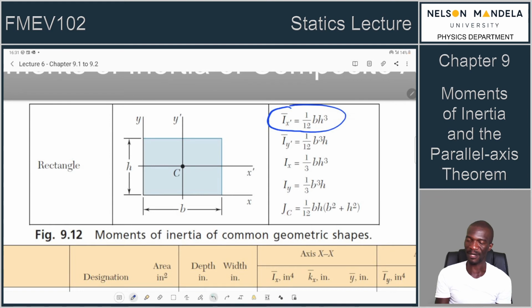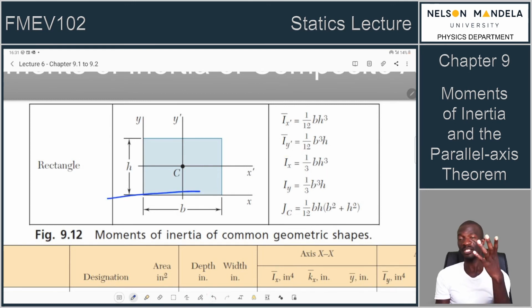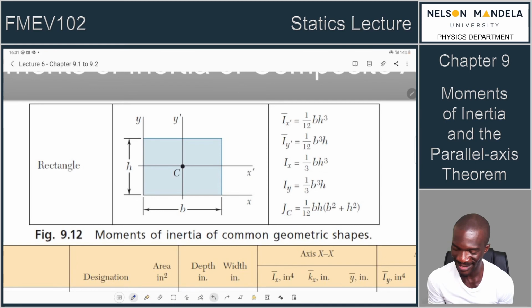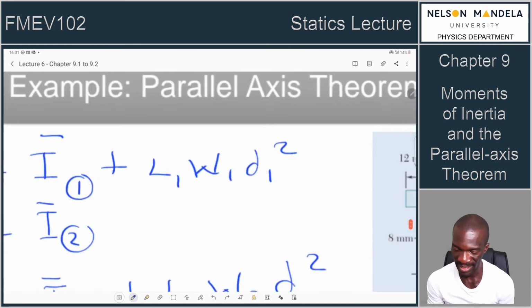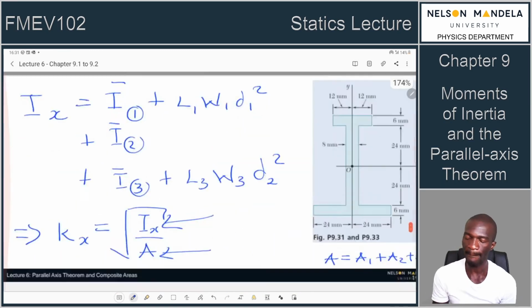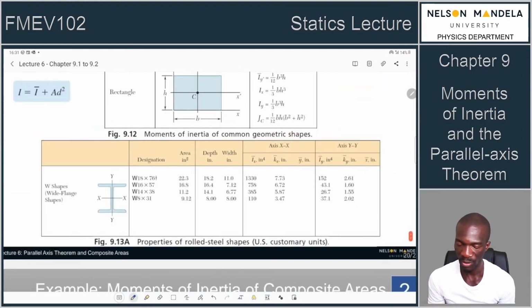Moment of inertia about the x-axis centroidal, about the y-axis centroidal, about the x-axis at the bottom if the geometry has a bottom, about the y-axis, same applies, and the polar moment of inertia. Remember, this is not centroidal, this is JC. So you can see we already had JC defined here, about the centroid.